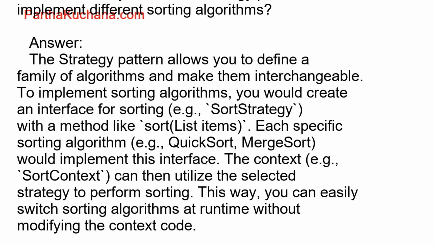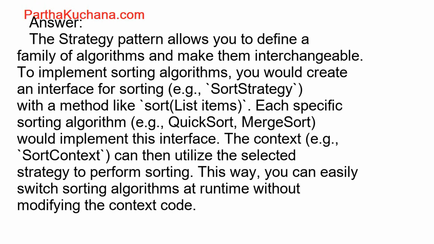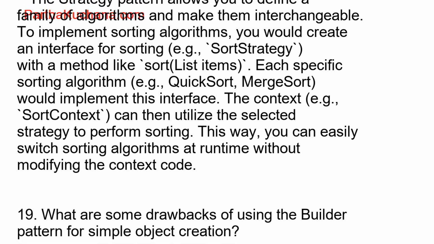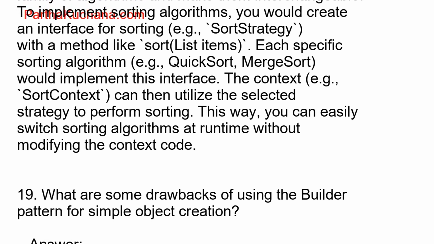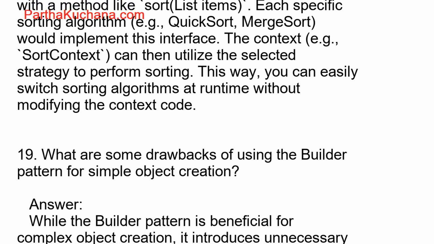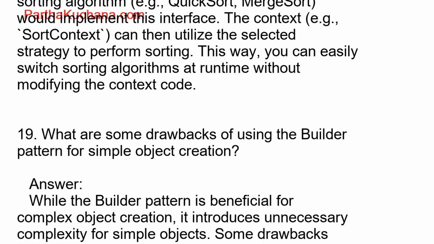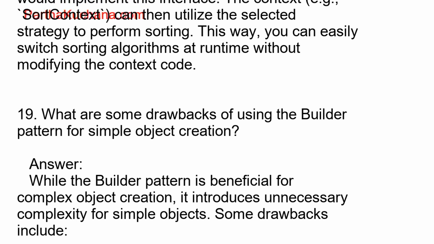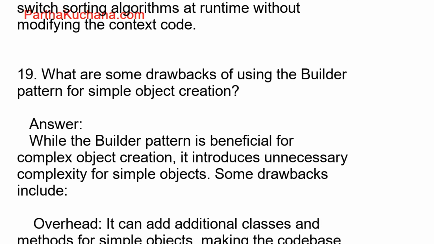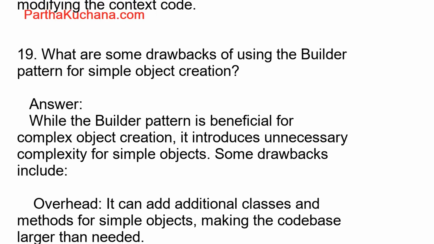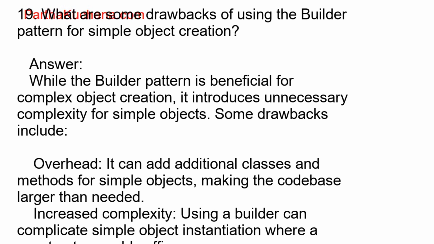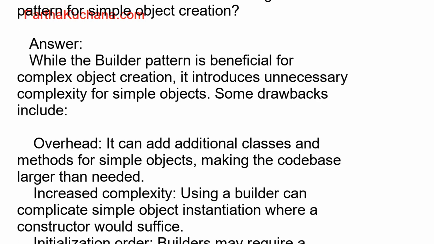19. What are some drawbacks of using the builder pattern for simple object creation? Answer. While the builder pattern is beneficial for complex object creation, it introduces unnecessary complexity for simple objects. Some drawbacks include overhead. It can add additional classes and methods for simple objects, making the codebase larger than needed. Increased complexity. Using a builder can complicate simple object instantiation where a constructor would suffice. Initialization order. Builders may require a specific order of method calls to correctly initialize the object, which can lead to errors if not handled carefully.